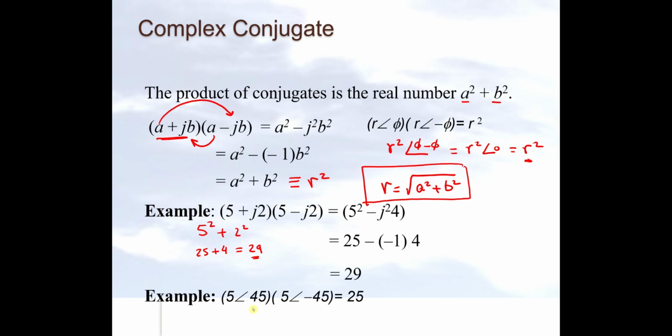Now another example, if I have a number times its conjugate in the polar format, simply the result would be the magnitude squared.